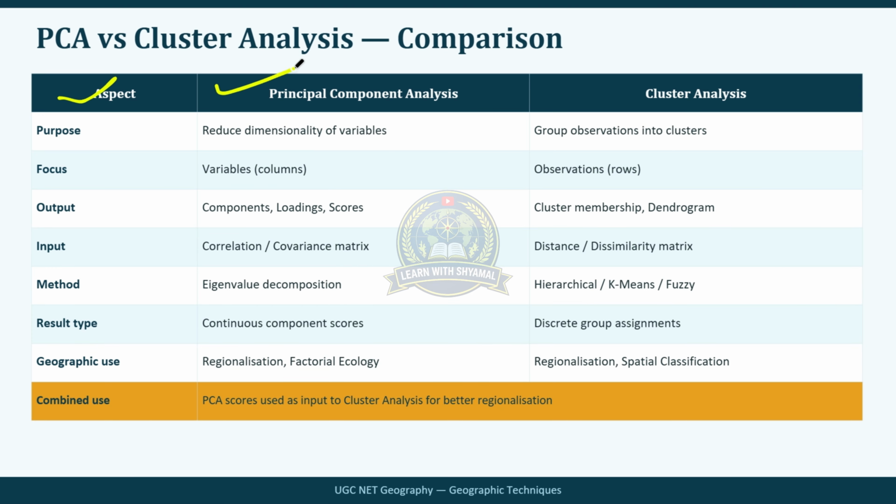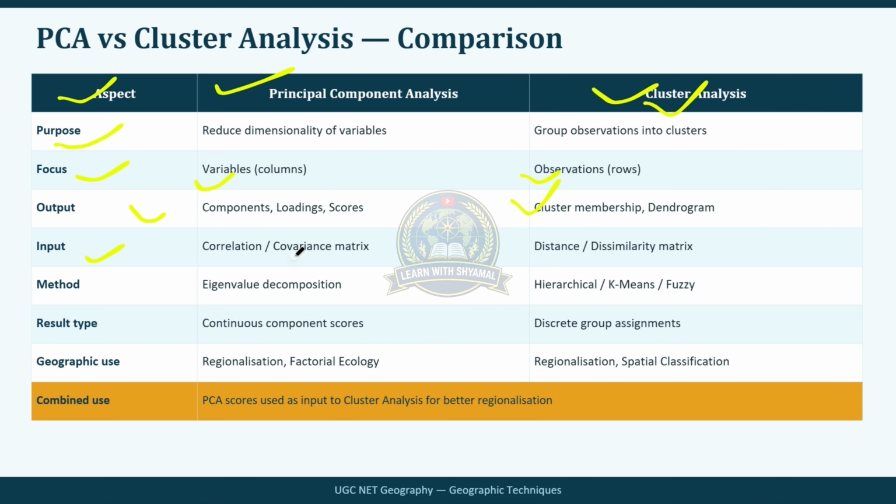Aspect: principal component analysis and cluster analysis. Purpose: reduce the dimensionality of variables in principal component analysis; group observations into clusters in cluster analysis. Focus: variables or columns in principal component analysis, and observations or rows in cluster analysis. Output: components, loadings and scores in principal component analysis; cluster membership and dendrogram in cluster analysis.